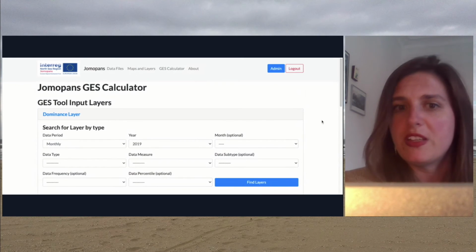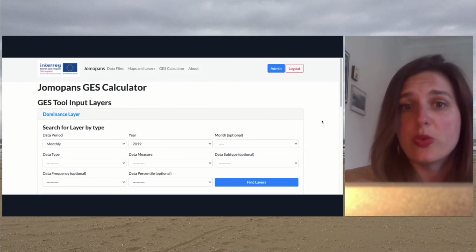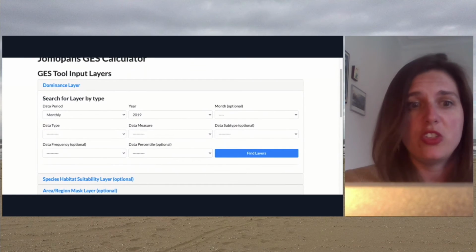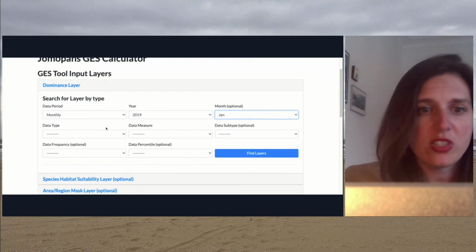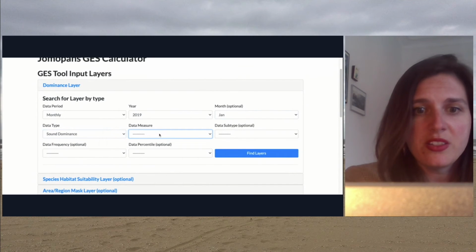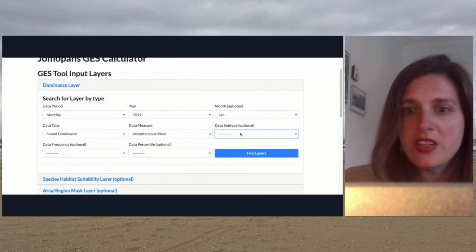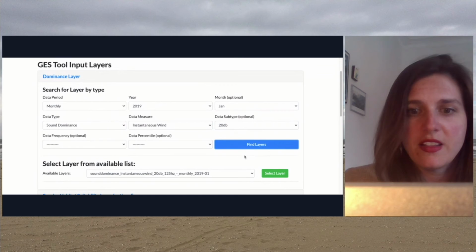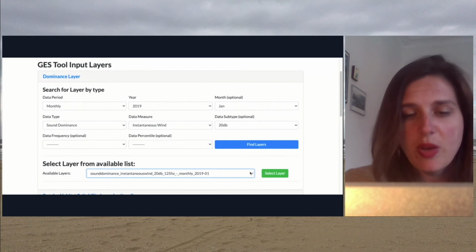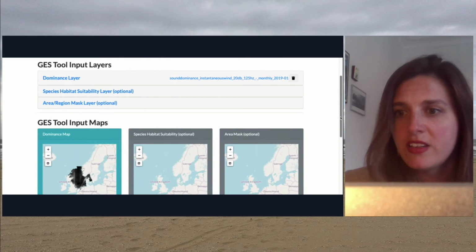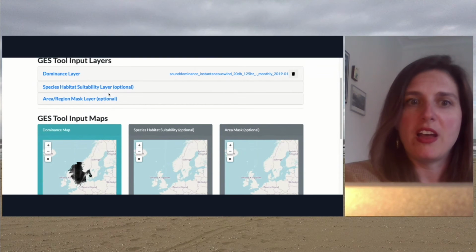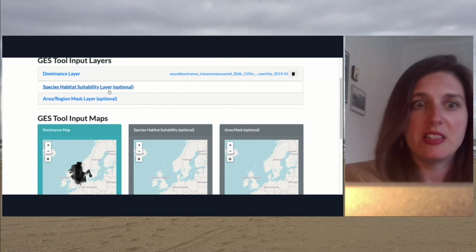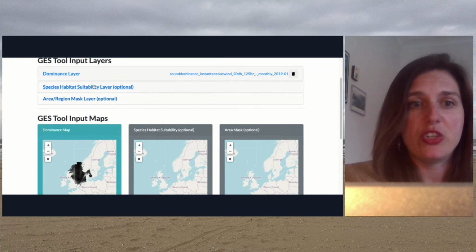Jakob brought up briefly that we can look at different animals or different regions within the GES tool. So right away, I'm going to pull up the same map that we were just looking at, which is sound dominance, instantaneous wind, 20 dB. There it is. We have a couple of different choices here, but I'm going to go with the 125. Select the layer, and it's right there. And then we have two options here as well, which is species habitat and area region.